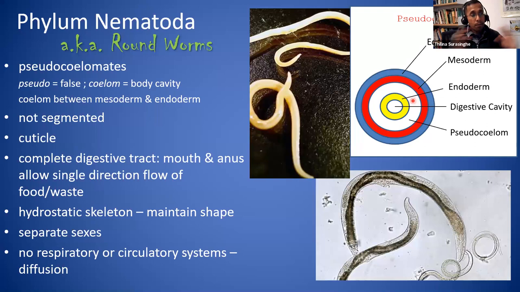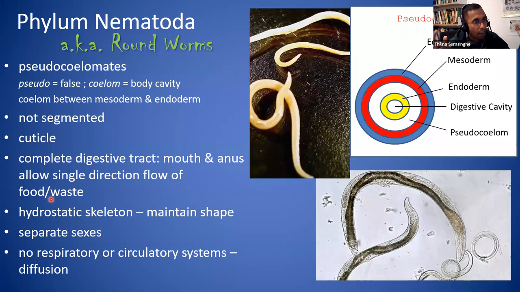Nematodes do not have segmentation. They have one complete body that does not divide itself up into segments. And they do have a cuticle. Remember, they have to shed something. So it is the cuticle that these guys shed as they grow. And the cuticle you can see in this particular microscopic image. The black line on the top of the animal is their cuticle.